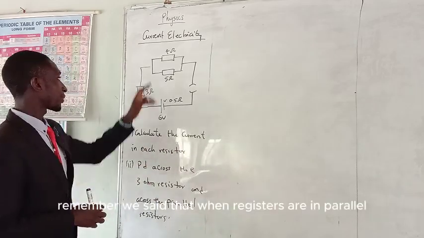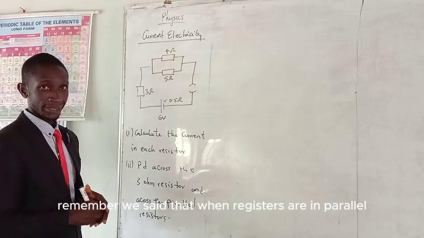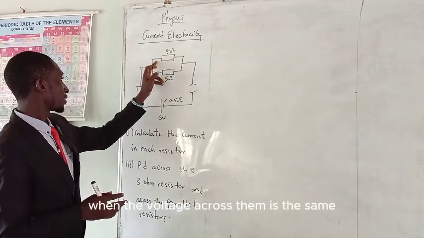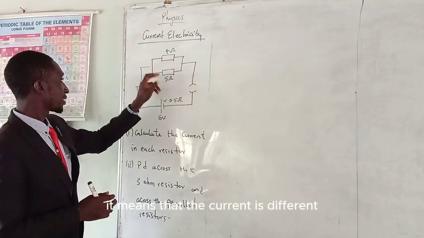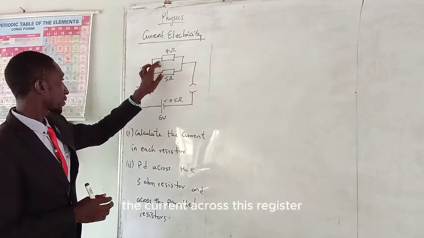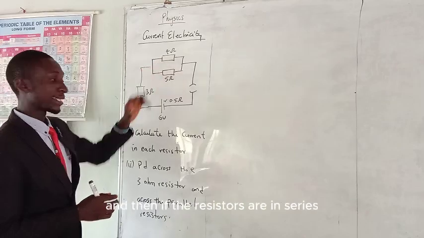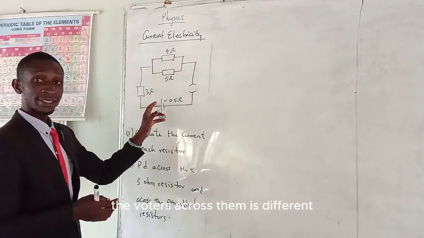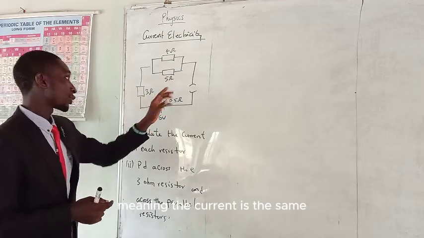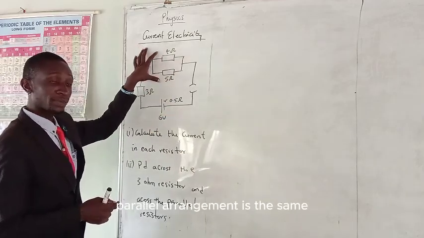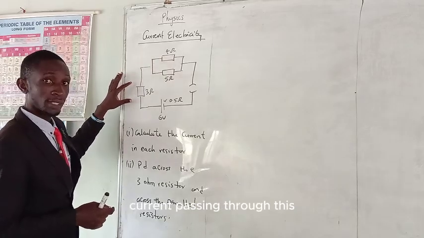Now, remember we said that when resistors are in parallel, the voltage across them is the same. So if the voltage across them is the same, it means that the current is different. So the current across this resistor is different from the current across this resistor. And if the resistors are in series, the voltage across them is different, meaning the current is the same. So the current passing through this parallel arrangement is the same current passing through this.